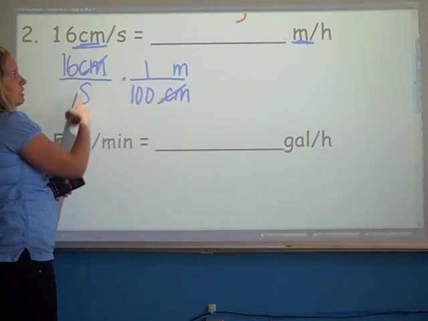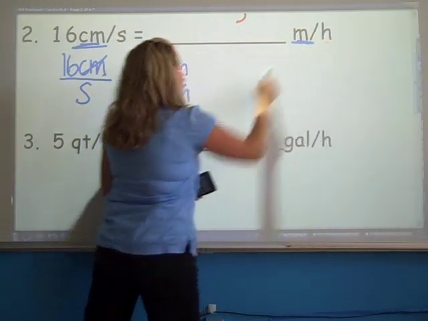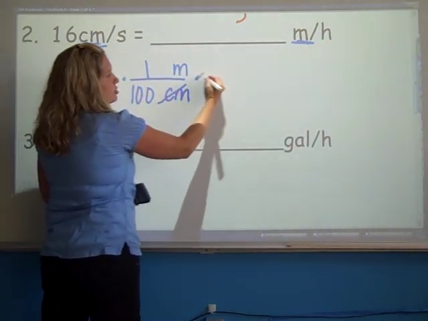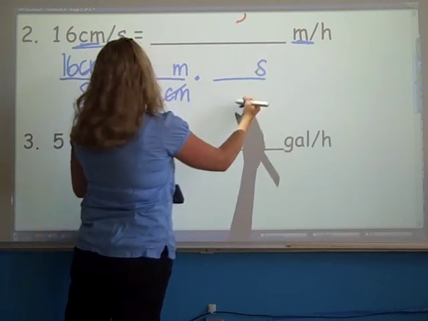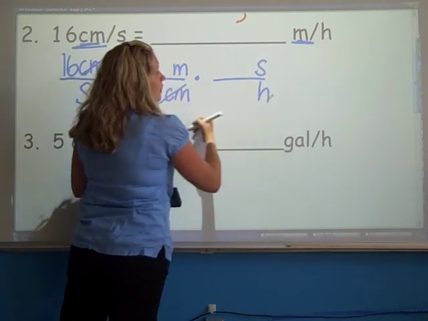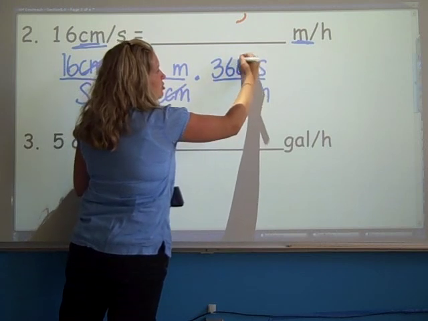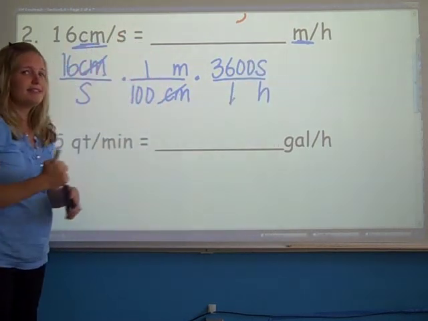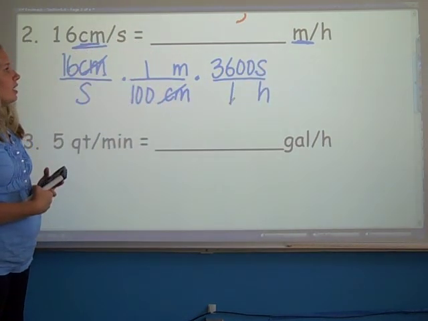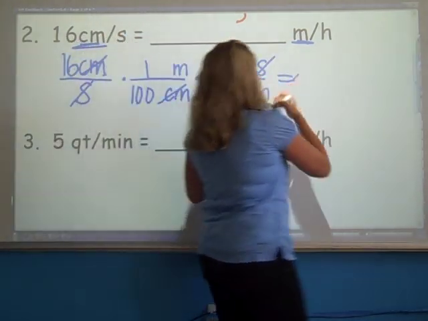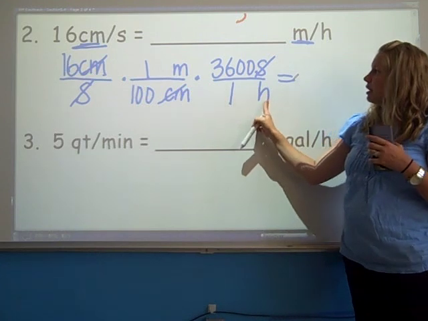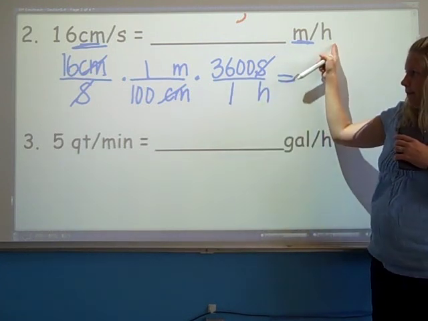Get rid of seconds. I want to change seconds to hours. So to get rid of seconds, which is in the denominator, put it in the numerator, seconds. Changing it to hours, there are 3,600 seconds in 1 hour. Not 60 seconds, be careful. All right, cancel out seconds and seconds. So my units that are left are meters per hour, which is exactly what I want.